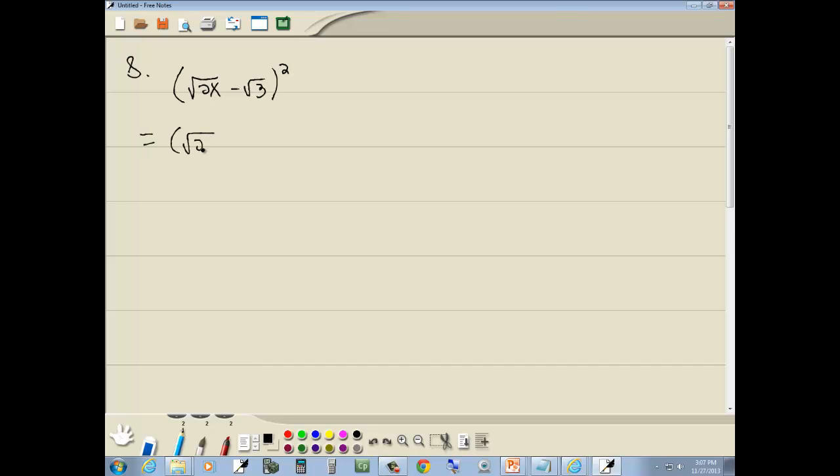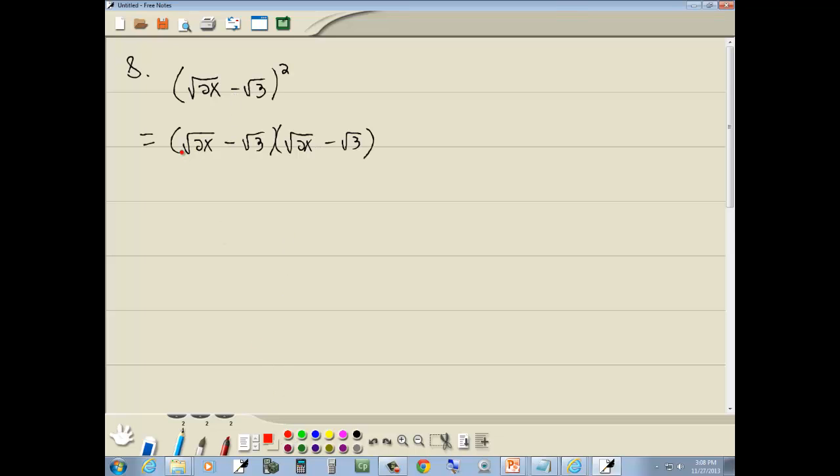We write it as square root of 2x minus square root of 3 times square root of 2x minus square root of 3. The reason why you have to do that is you can't just square the square root of 2x and square the negative square root of 3. If everything inside is multiplication and division, then you can take everything to that power. But if you have a minus or plus in there, you have to write it this way.